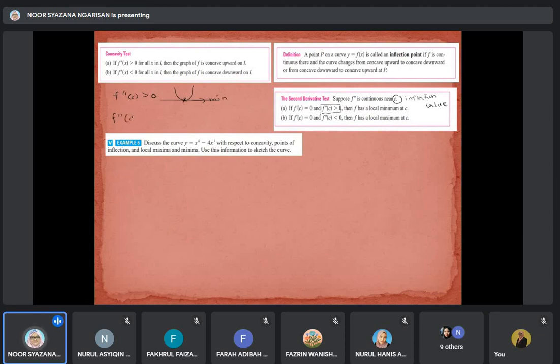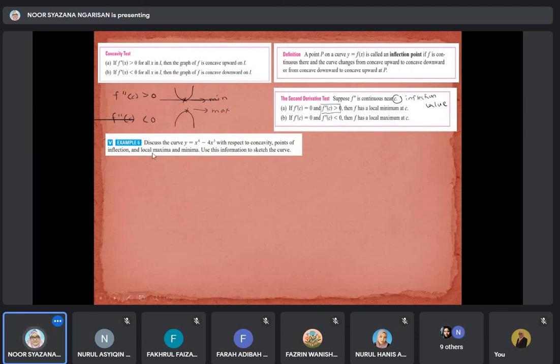If second derivative less than 0. Kalau less than 0, upward or downward? Downward. Point kat atas ni, ini akan jadi maximum. Okay, f double prime c less than 0, then f has a local maximum at c.